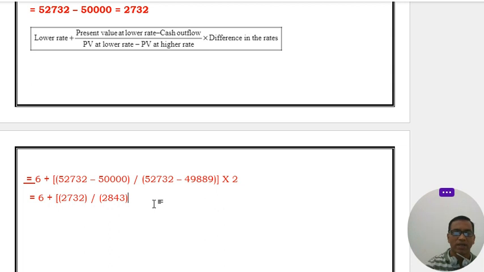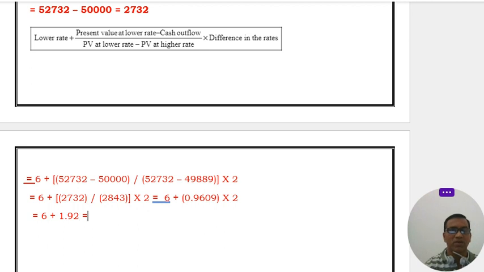And now brackets multiply with 2. That is equal to 6 plus, let me take 6 plus, numerator 2732 divided by denominator 2843, that equal to 0.9609. Positive only, and multiply with 2. So that equal to 6 plus this 0.9609 multiplied with 2, that equal to 1.92.